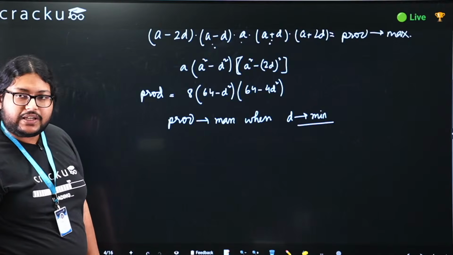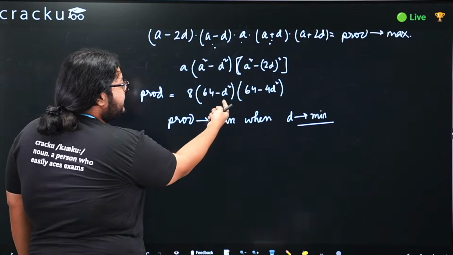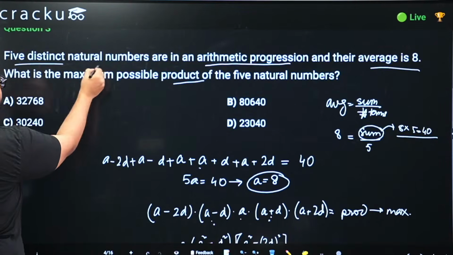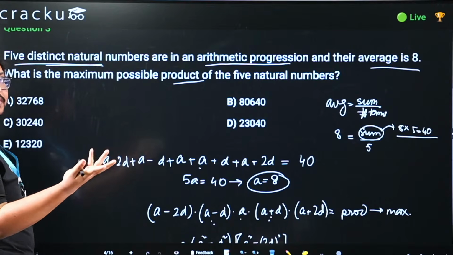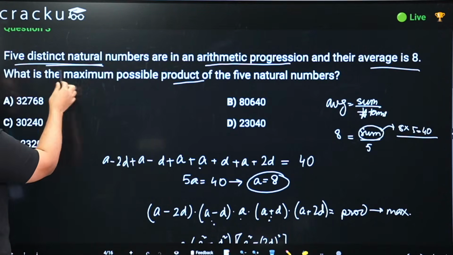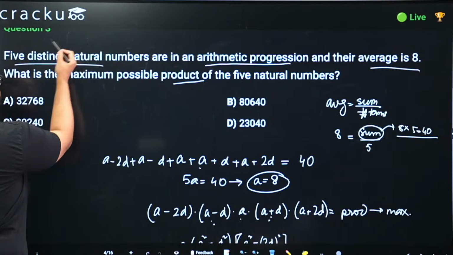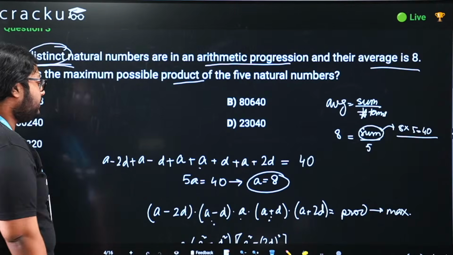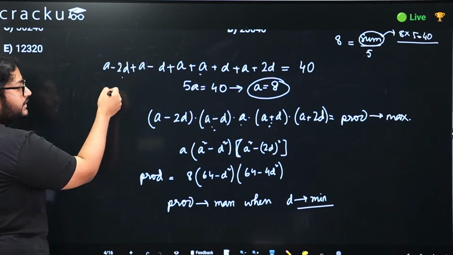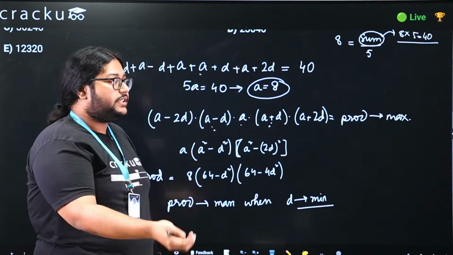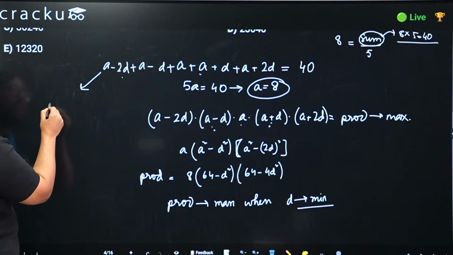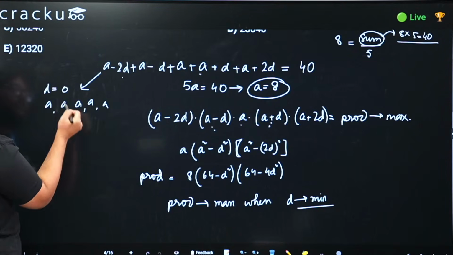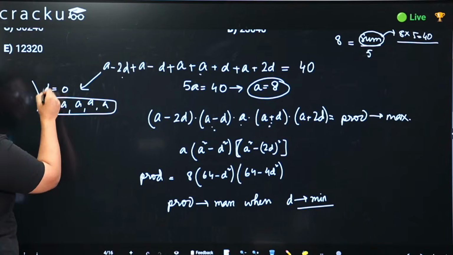Now what can be the minimum value of d? One thing to see, d is positive. If we did not know that, still d has to be a natural number, so d has to be greater than 0. The thing is, they are distinct natural numbers. Distinct means all of them are individual numbers. If we had put d equal to 0, then all the terms would essentially become a. But this will not be the case. We cannot have this.